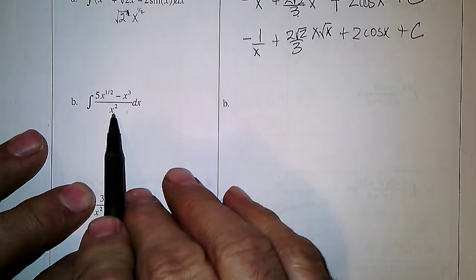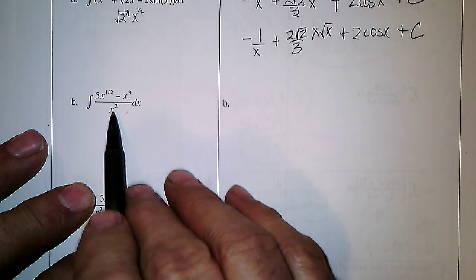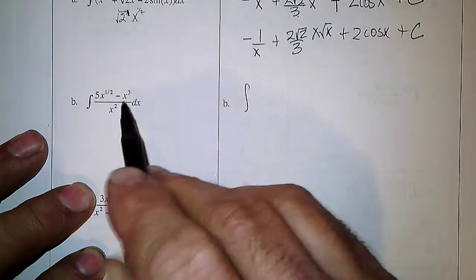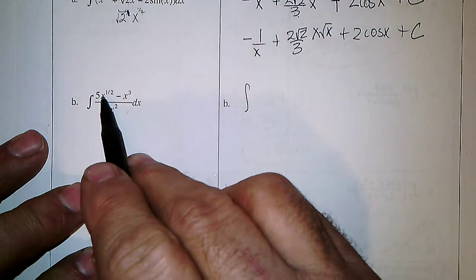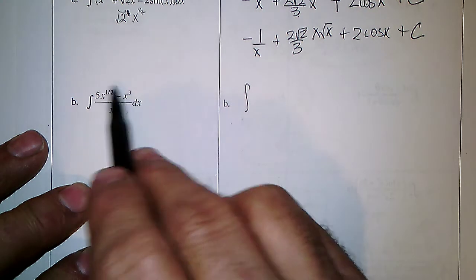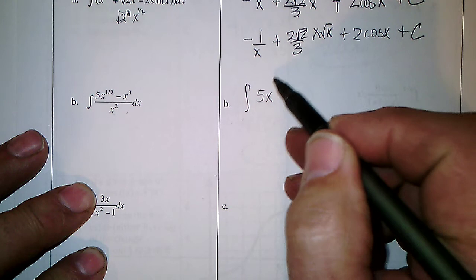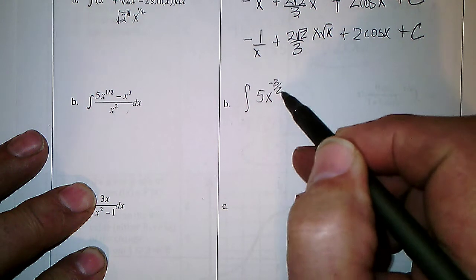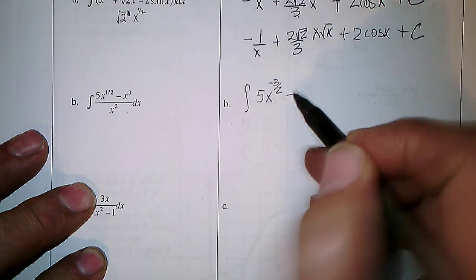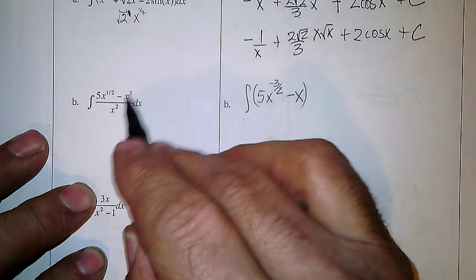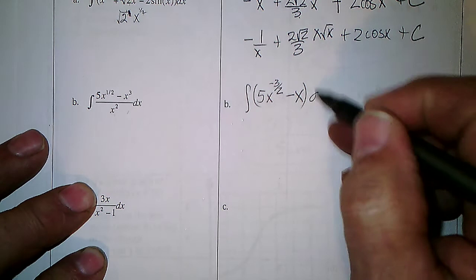This one, it's easiest to put this under each one of them. So we'd have the integral of, if we put x squared under x to the half, we subtract 2 from a half, and we get 5x to the negative 3/2 minus, and this would be x, because cubed over squared is just x, dx.